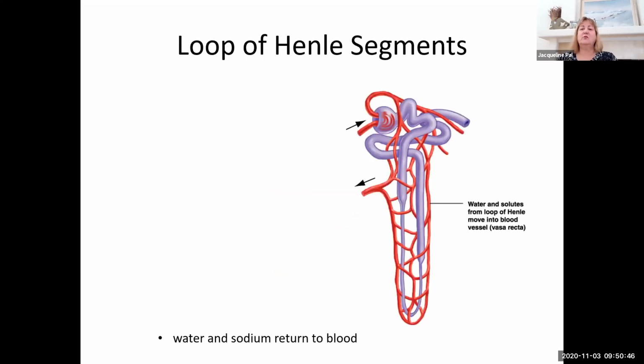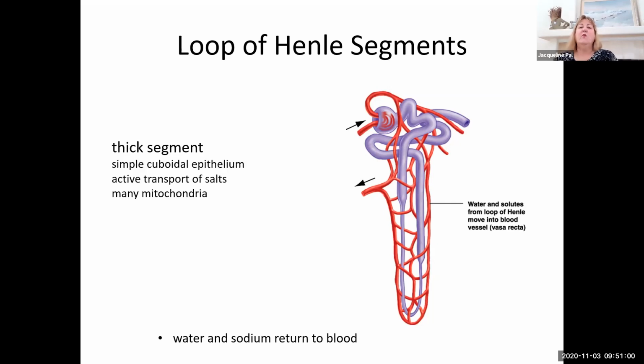After the proximal convoluted tubule, what's left of the filtrate will move into the loop of Henle, where generally water and sodium are returned to the blood. There's a lot more detail involved in this in a later discussion. Now, when you look at the loop of Henle, what you will notice on both the ascending and descending limbs of the loop of Henle, there is a thick segment. And the reason why it's a thick segment has to do with the epithelium. Here we have a simple cuboidal epithelium. And this epithelium has lots of mitochondria, so it can make lots of ATP because we are going to have active transport of salts occur in this area.